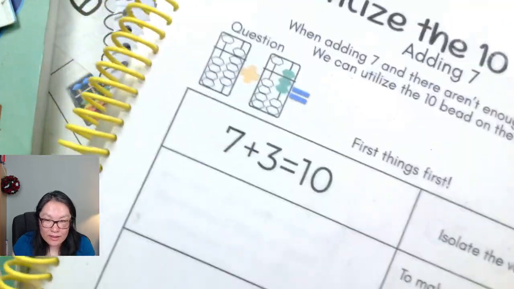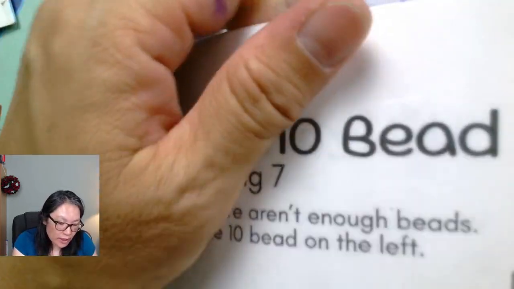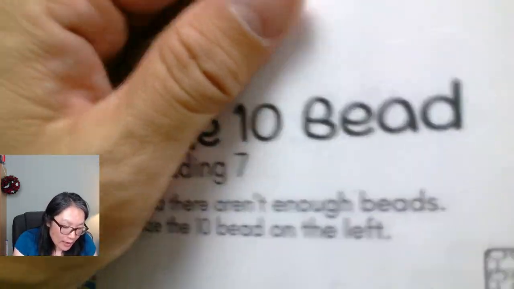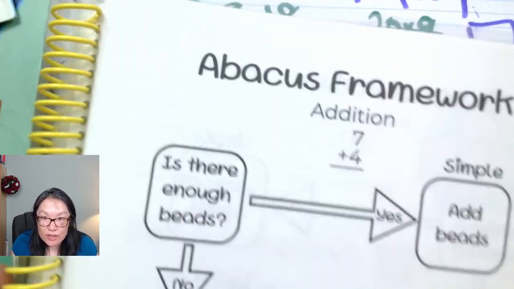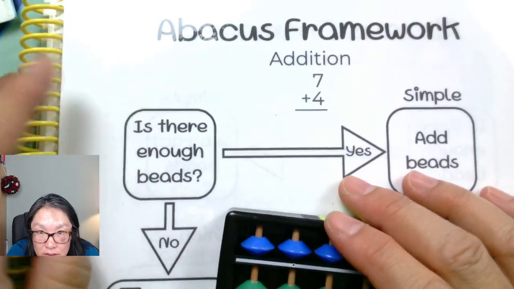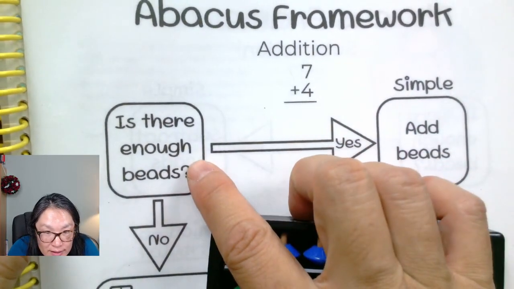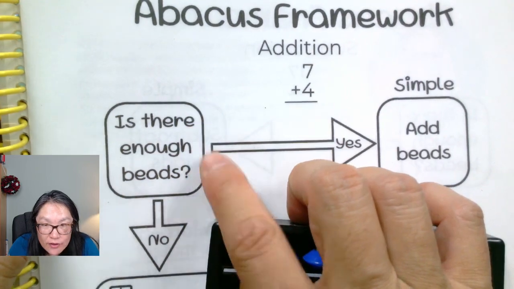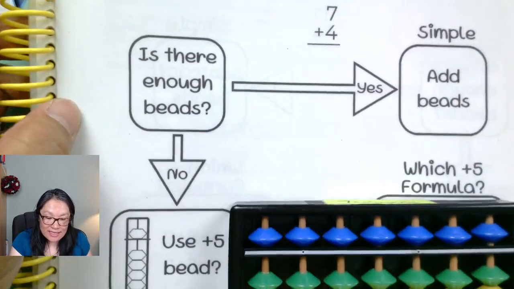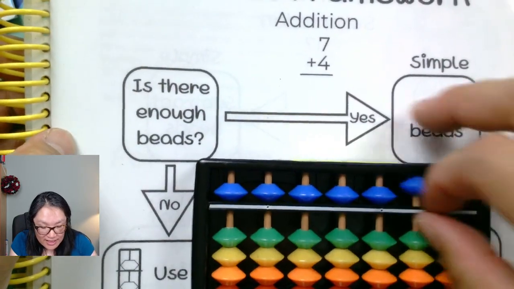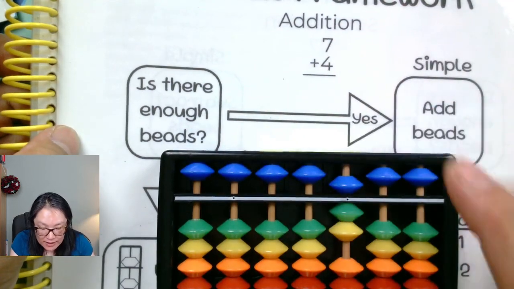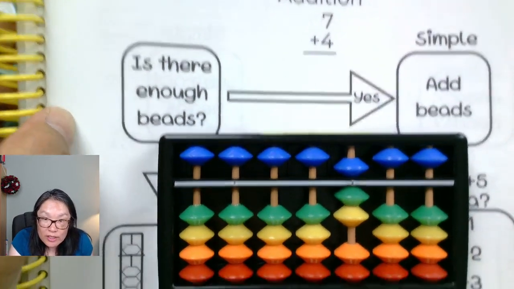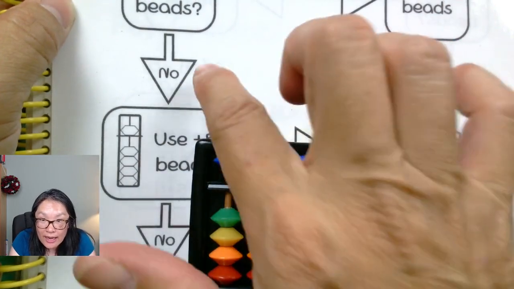This is where this comes in. This is the framework. And you're absolutely right. How do you know what is what? The first thing you need to do is understand if there's enough beads. If there's enough beads, then you add it. So here's a sample question. My sample question is 7. So if I have 7, I want to add the 4. When I add the 4, is there enough beads? No, there isn't.